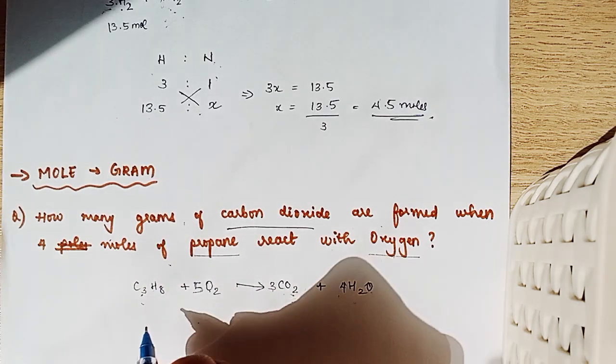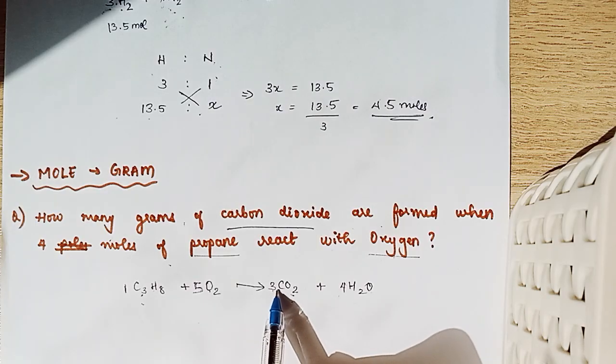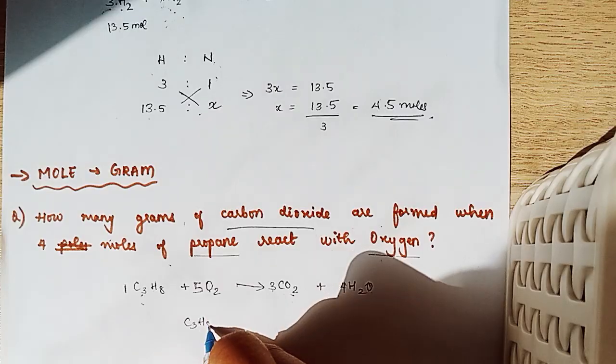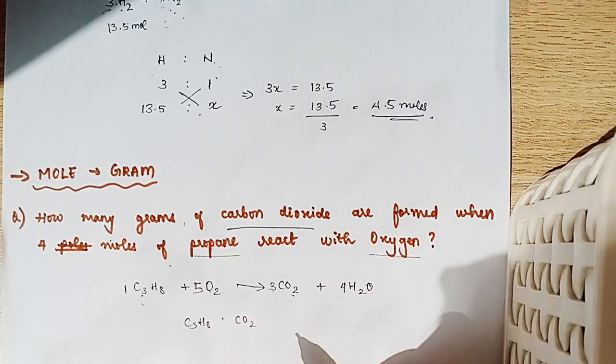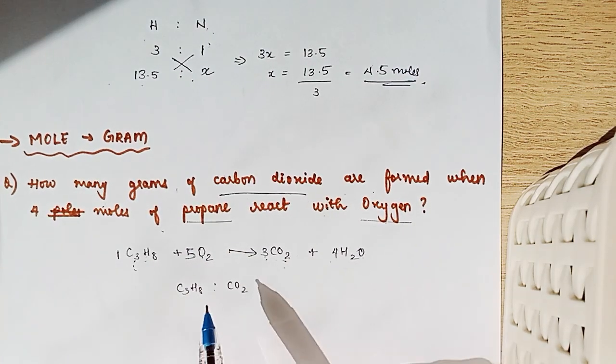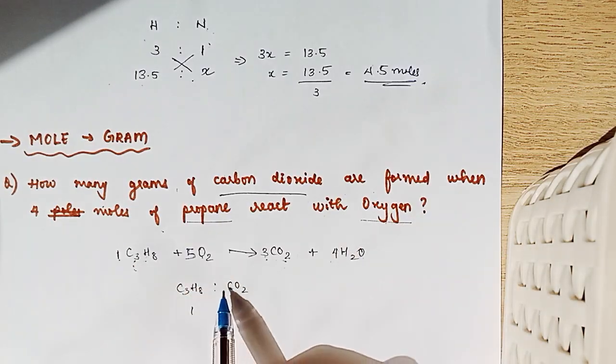So we take 1 mole of propane, and here we have 3 moles of carbon dioxide. So we take the ratio of propane to carbon dioxide. We can take any ratio. I'm just taking propane and carbon dioxide for now. So what will be the ratio for this? This will be 1 is to, what is the ratio for carbon dioxide?